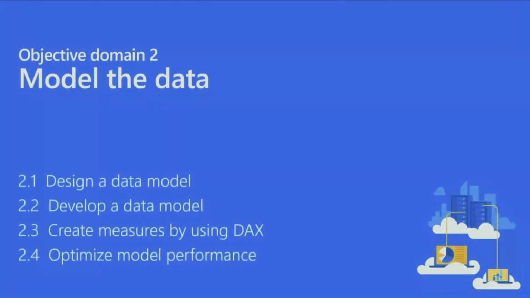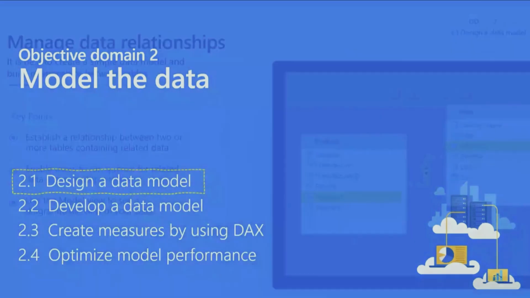In this particular session, we are going to talk about 4 things. How do you go and design a data model, developing a data model, and then creating measures using something called DAX, which we will talk about, and then optimizing model performance. So let's make a start with the first one, which is designing a data model.